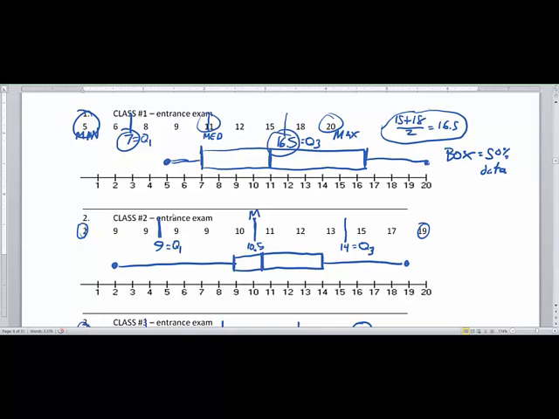And the reason why is because class number 1 has not only the widest box, which means that the middle 50% is pretty spread out, but also the whiskers are not insignificant. And class number 2, the whiskers are very significant, but the box is a little tighter. So I'd say class number 1 slightly gets the edge for the hardest to teach because of its wide distribution of the interquartile range, or the distance between Q1 and Q3.